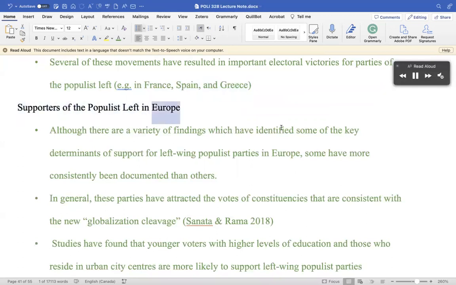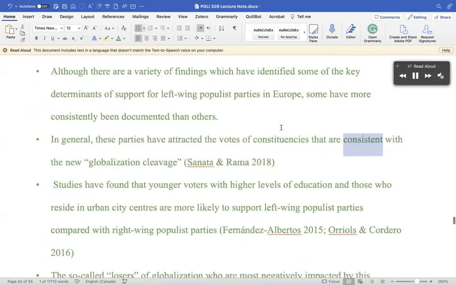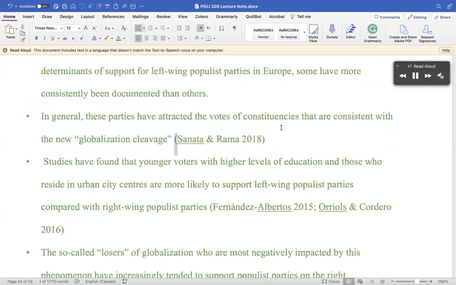Supporters of the populist left in Europe. Although there are a variety of findings which have identified some of the key determinants of support for left-wing populist parties in Europe, some have more consistently been documented than others. In general, these parties have attracted the votes of constituencies that are consistent with the new globalization cleavage. Sanada and Rama 2018 studies have found that younger voters with higher levels of education and those who reside in urban city centers are more likely to support left-wing populist parties compared with right-wing populist parties. Fernández-Albertos 2015, Oriols and Cordero 2016.